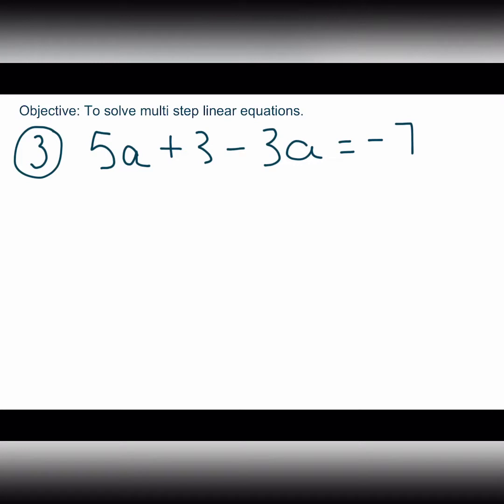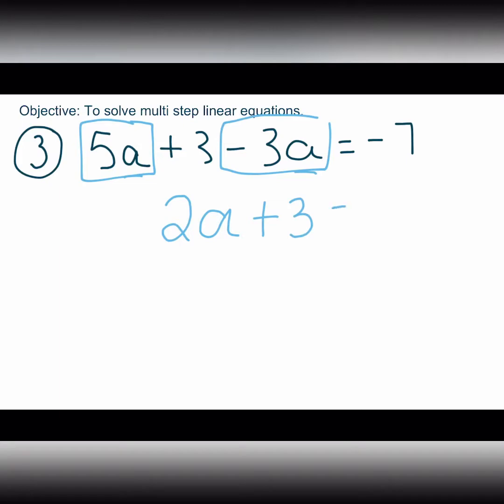Okay, so our first step here is we need to combine like terms. So our like terms have an a this time, not an x. So we're going to do 5a, and then this negative sign goes with that 3. So I want to make sure I circle that whole term. So we have 5a minus 3a is 2a plus 3 equals negative 7.